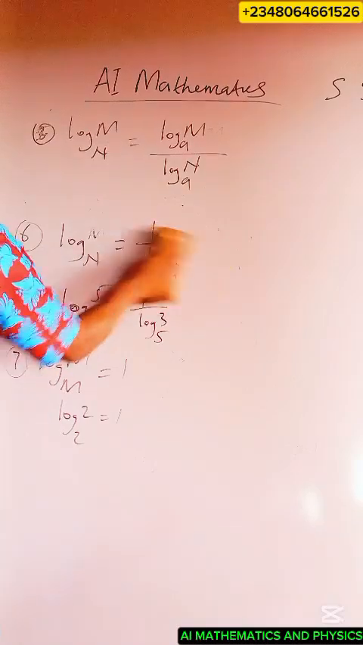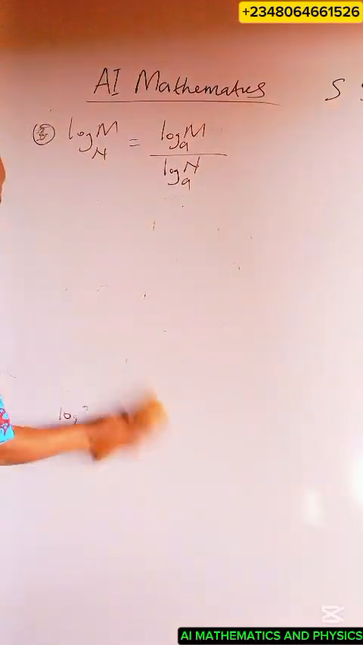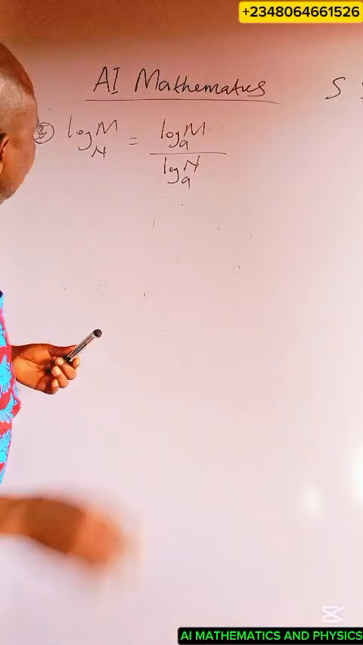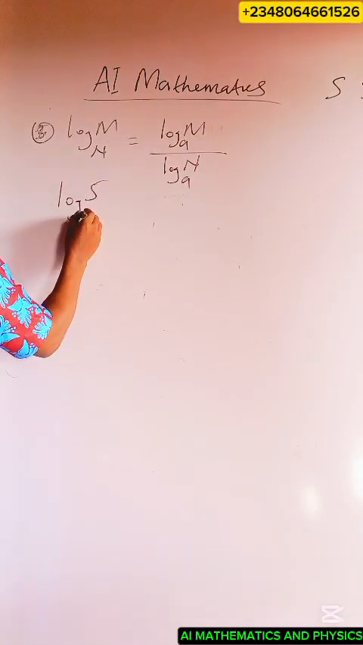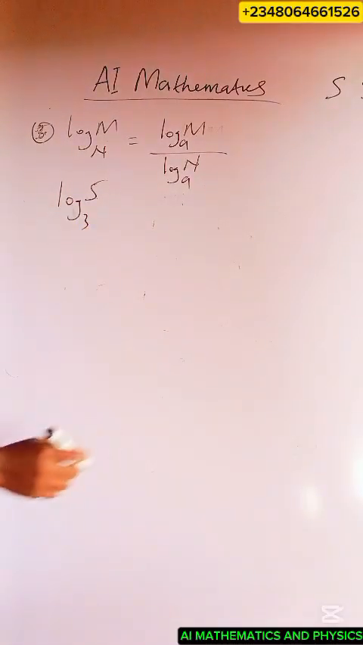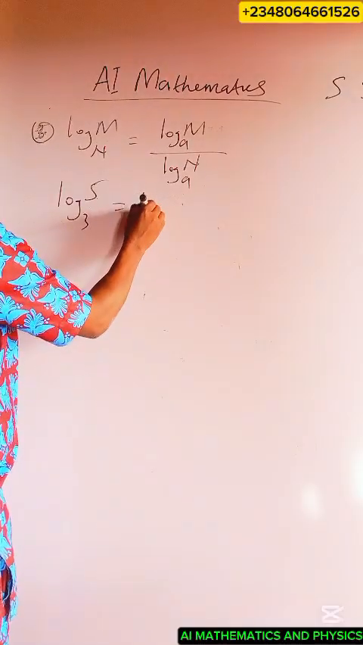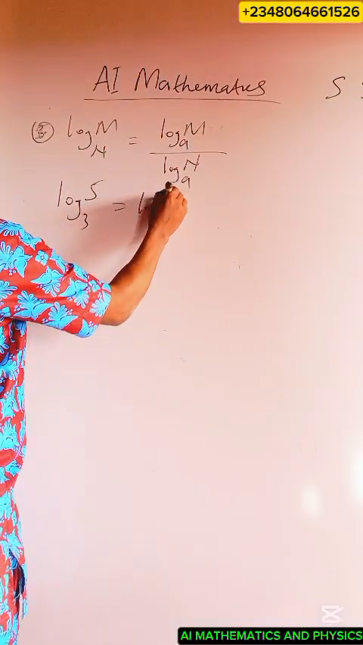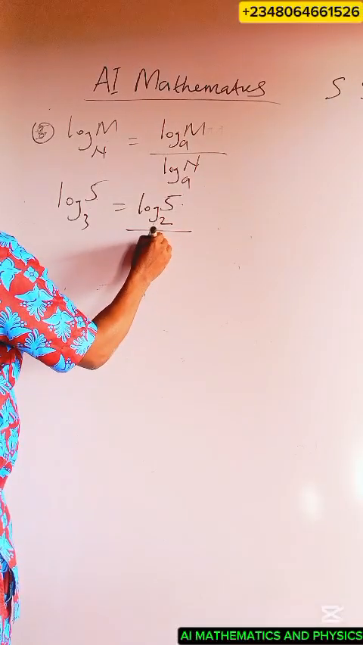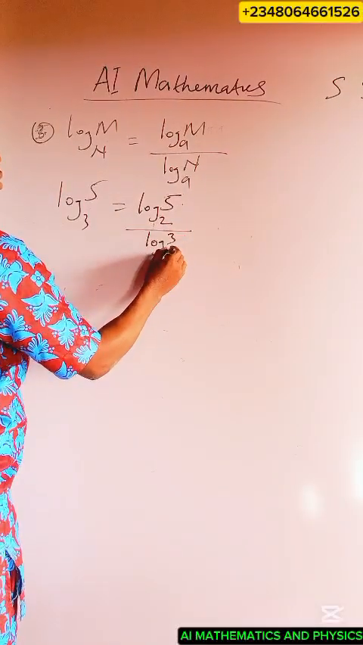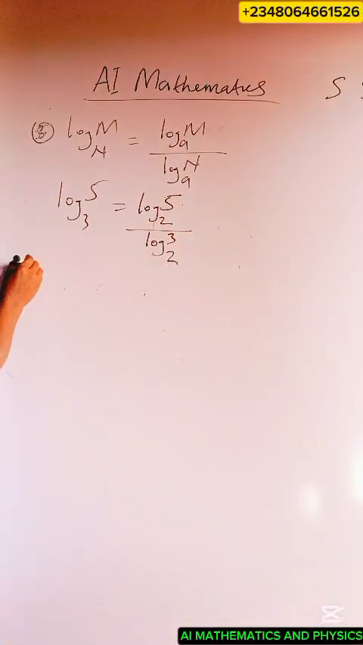Then let me give you examples on that. Let's say you have log 5 base 3 and we need base 2. The thing will now be log 5 base 2 over log 3 base 2. Another rule, very important, another rule.